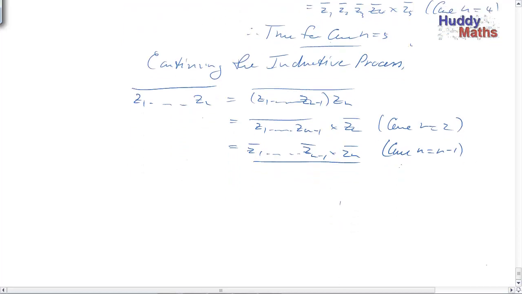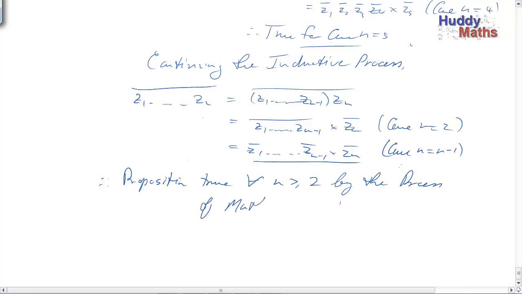Okay, so what can we say therefore? Therefore, proposition true for all n greater than or equal to 2 by the process of mathematical induction. Okay. How did you go with that? Okay, so all those steps and these comments and showing the pattern by the same process over and over, so the pattern rolls on, is a very important part of this proof.